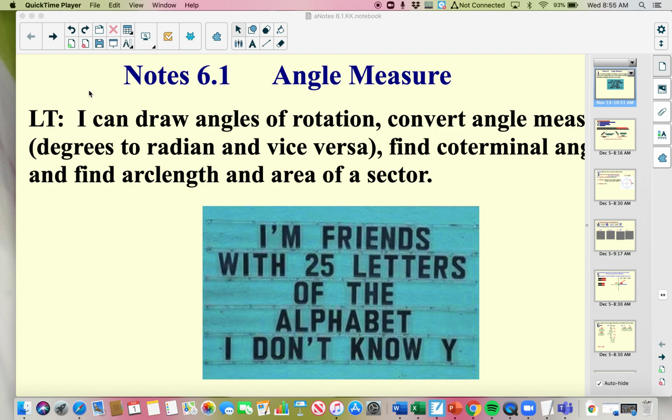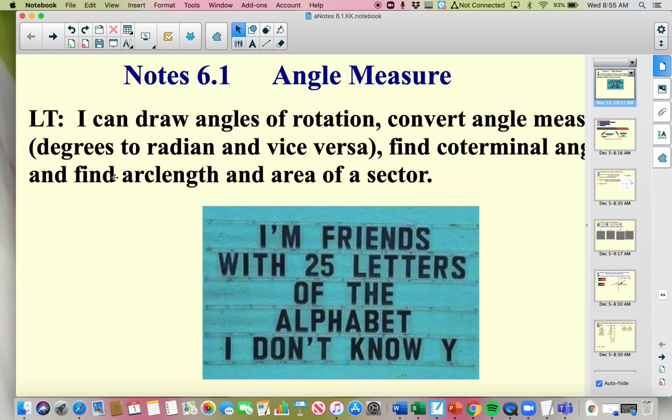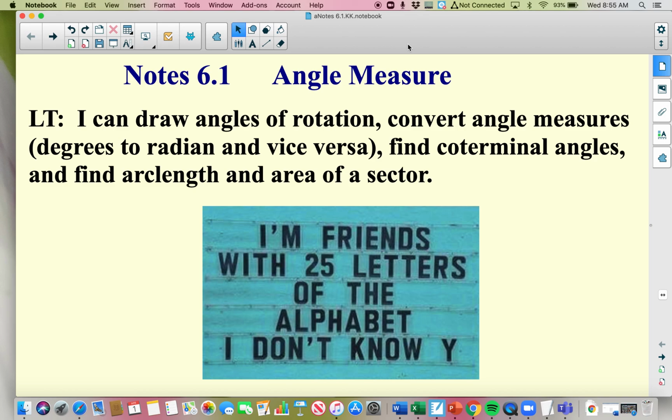Welcome. Today's lesson is on 6.1, which is angle measure. The learning target today is really just drawing angles, and you're already familiar with that, but we're going to focus on angles in radians today. So it's not going to seem a whole lot different, but it is quite different than angles in degrees.